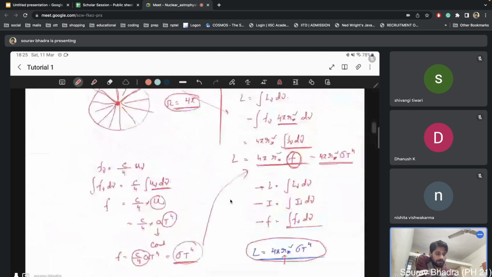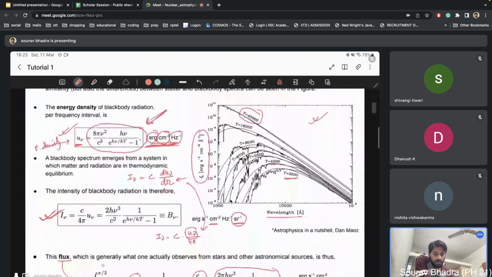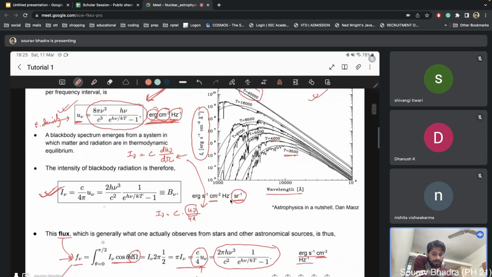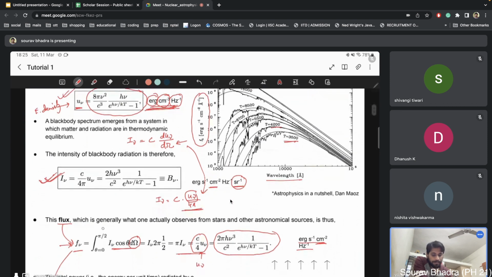So I will just go through the overview very quickly. First, u nu, the energy density per frequency range, is coming from the pure black body assumption. Then from that we have calculated I nu, the intensity of the black body radiation, and that's why the concept of steradian, that means the solid angle, comes into the picture.